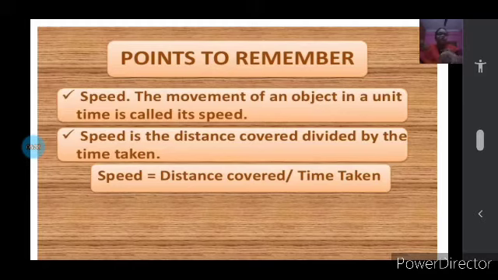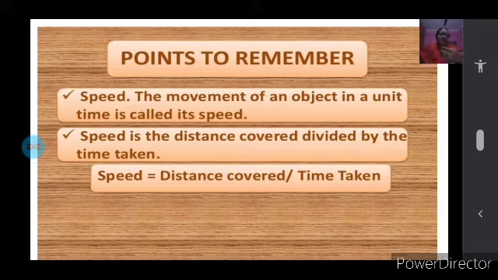Next, points to remember: the movement of an object in a unit time is called its speed. The speed is the distance covered divided by time taken. All of you remember, speed is equal to distance covered by the time taken. As we saw in the first example, same distance in a competition, running race or a bicycle race, those who cover the same distance in shorter time are considered the winners. Those who take longer time will take the position of second, third, fourth, like that. So that is what speed is.